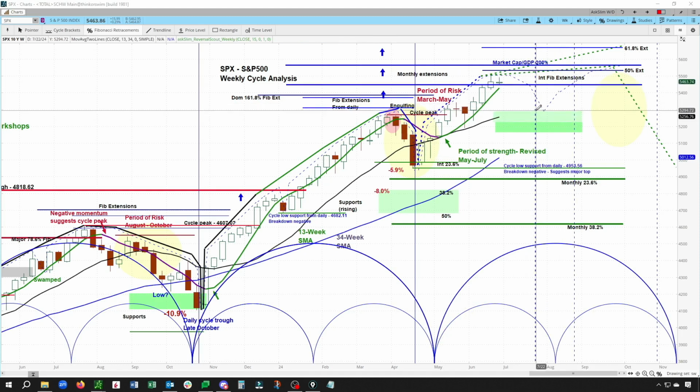There's a rising zone from 5294 to 5160-ish. On the upside, we have a zone from 5560 to right around 5673. Okay, so those are our levels here for the S&P 500.